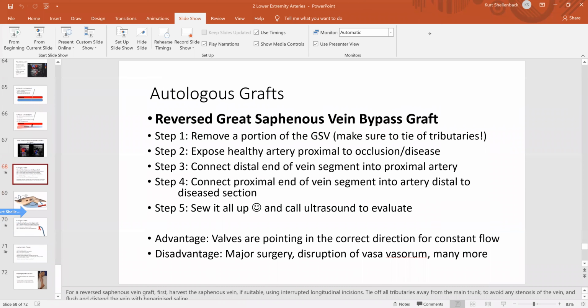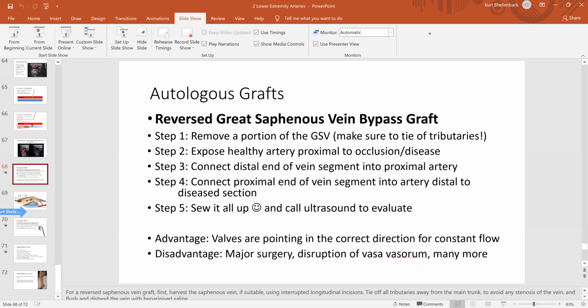Well, there's only 4 more slides. Autologous grafts, meaning you're using your own body for a graft. Reversed great saphenous vein. Yank out that vein. Of course, you've made sure that you show the doctor all the major tributaries so they can tie them off first. Expose a healthy artery proximal to the occlusive disease. Connect the distal end of the vein segment to the proximal artery. Connect the proximal end of the vein segment to the distal artery. In other words, you're bypassing a diseased portion of artery using a vein.